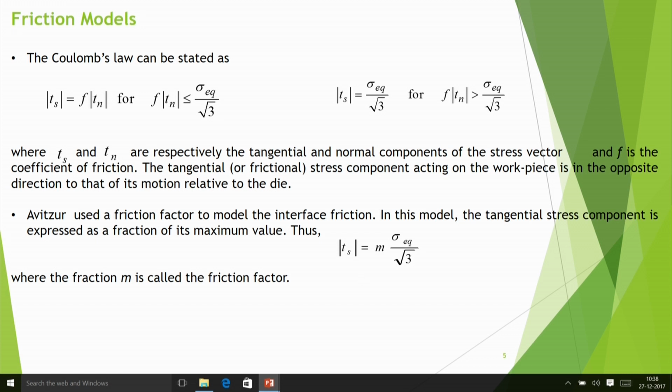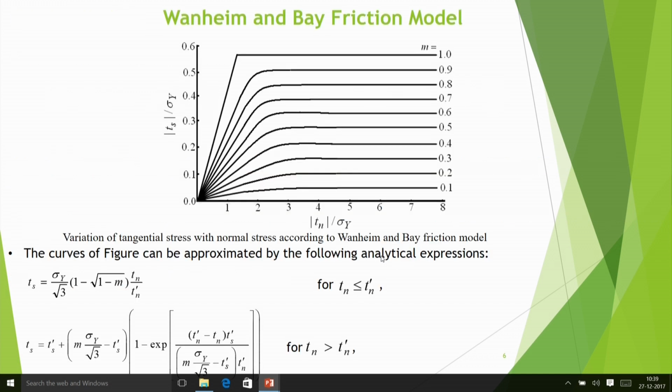So, you know that the maximum possible friction stress is sigma eq by root 3, but here you have T s is equal to m sigma eq by root 3. So, this fraction m is called the friction factor. That means for a lubricated surface m may be 0.1 or even smaller. This type of model can also be used.